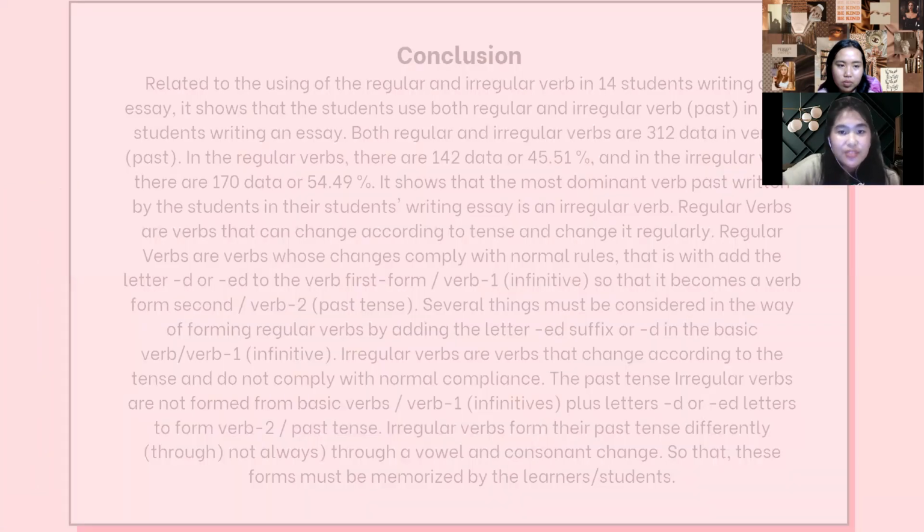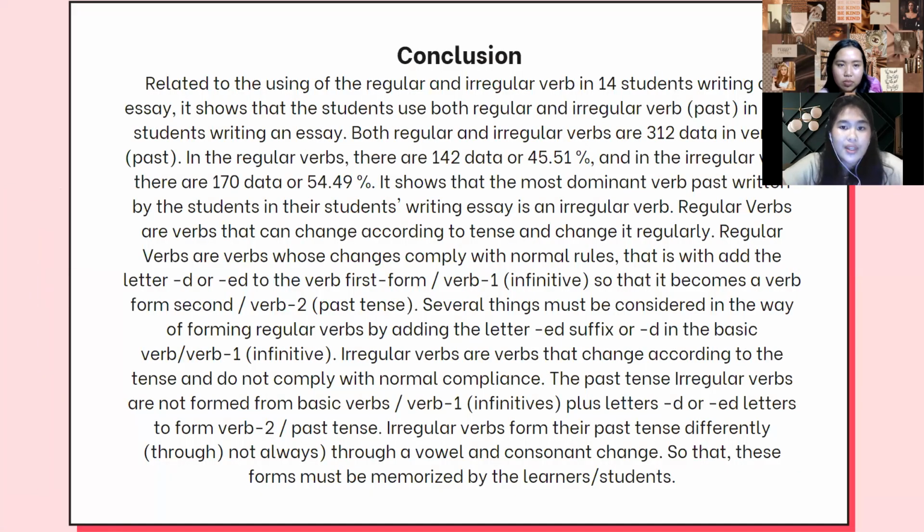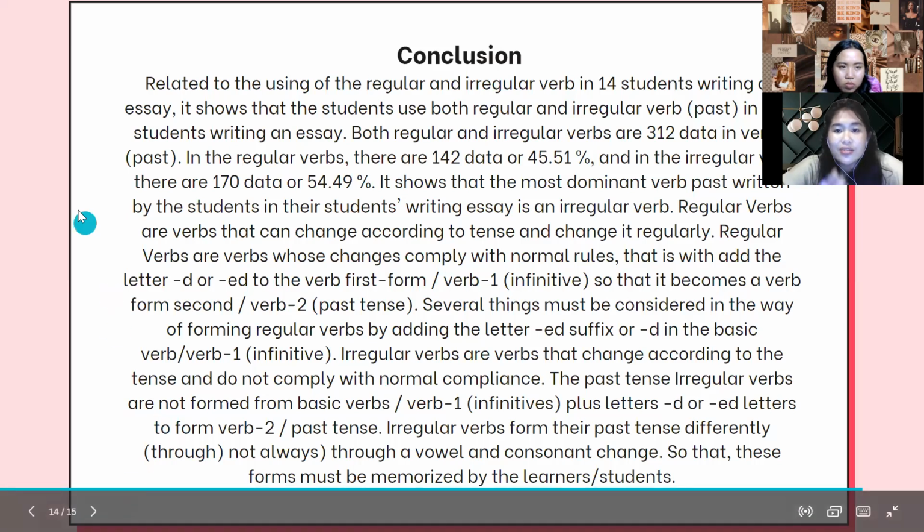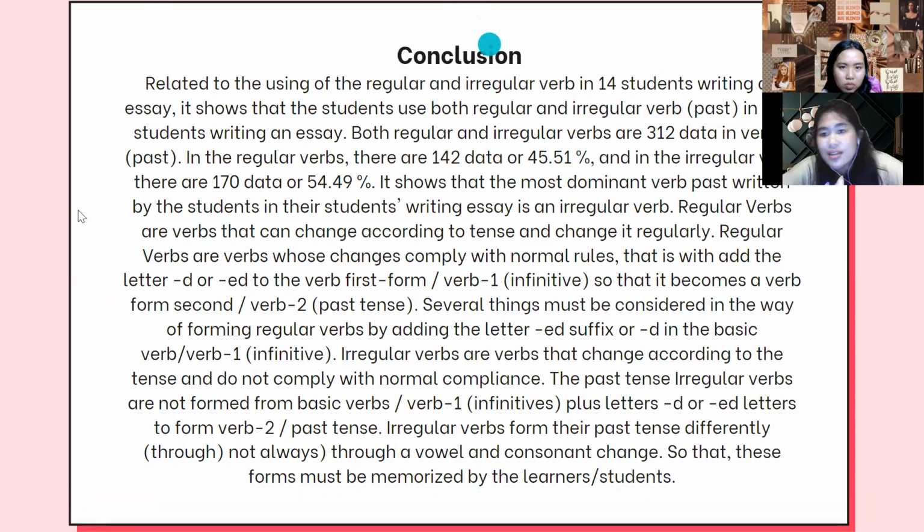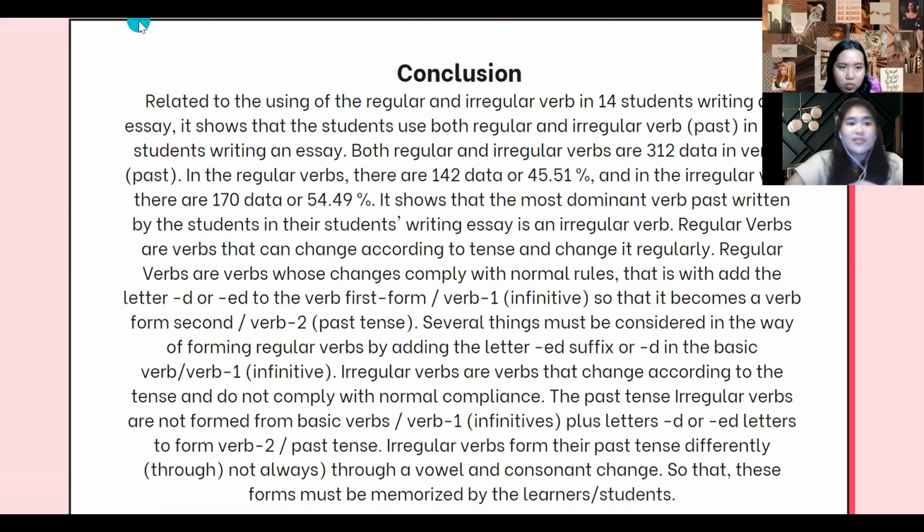The next is the conclusion. The conclusion is related to the use of regular and irregular verbs in our 14 students' essay writings. The students use both regular and irregular verbs, especially as past tense, in their essays. There are 312 data in verb 2, especially past tense.